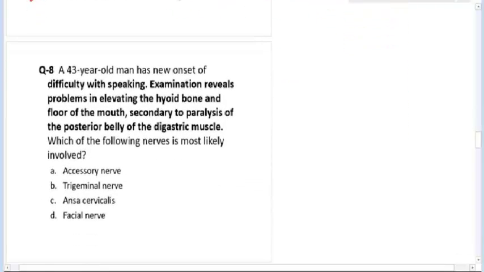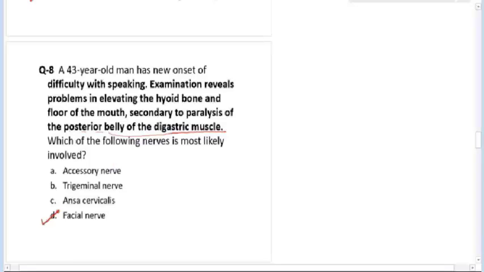Moving to the next question. A 43-year-old man has new onset of difficulty with speaking. Examination reveals problems in elevating the hyoid bone and floor of mouth, secondary to paralysis of the posterior belly of the digastric muscle. The diagnosis is already given, and the question is asking about the nerve supply of the posterior belly of digastric. It is a straightforward question and the answer is facial nerve.